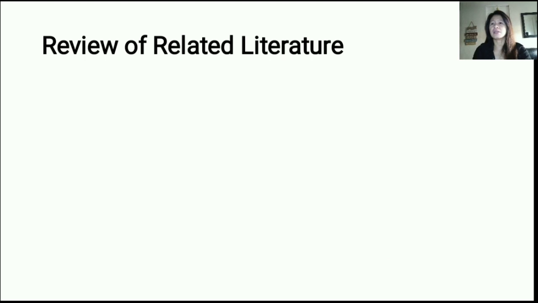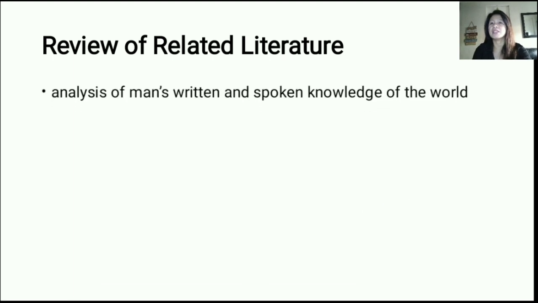The concept review of related literature is the analysis of man's written and spoken knowledge of the world. This means that citing, assessing, and giving meaning to a person's ideas, works, or contributions and relating them to your own ideas or using them in your own work.